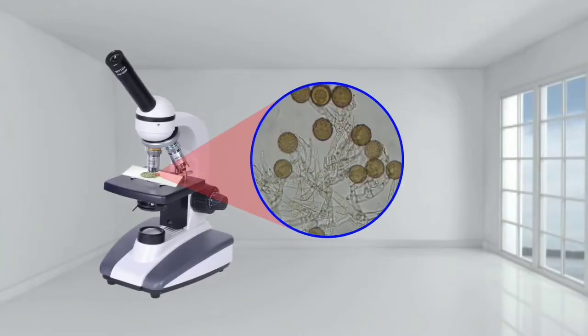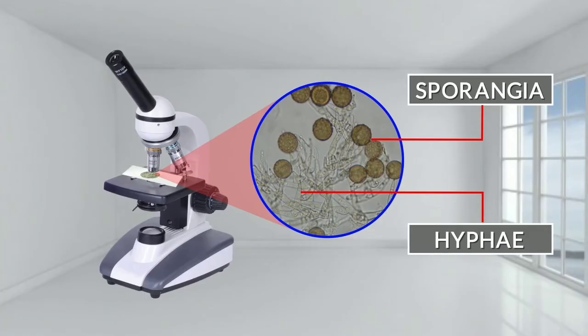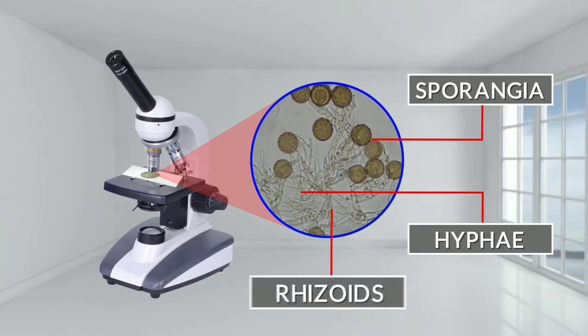In rhizopus, numerous spores are produced within sacs called sporangia. These sporangia are formed in an upright fashion and are at the tips of the long thread-like structures called hyphae. Branching structures like the rhizoids attach themselves to the bread and suck all the nutrients that the fungus needs.